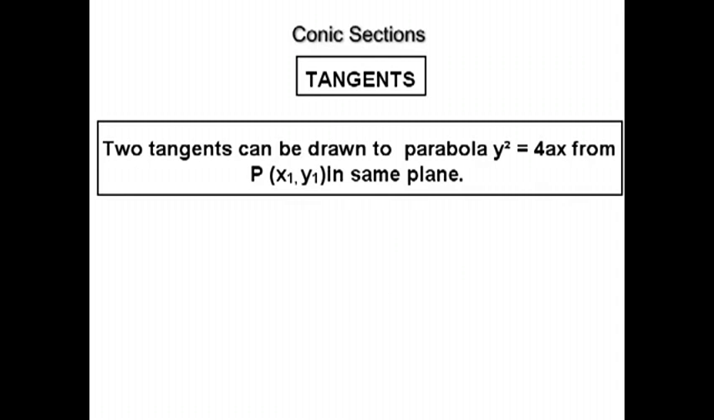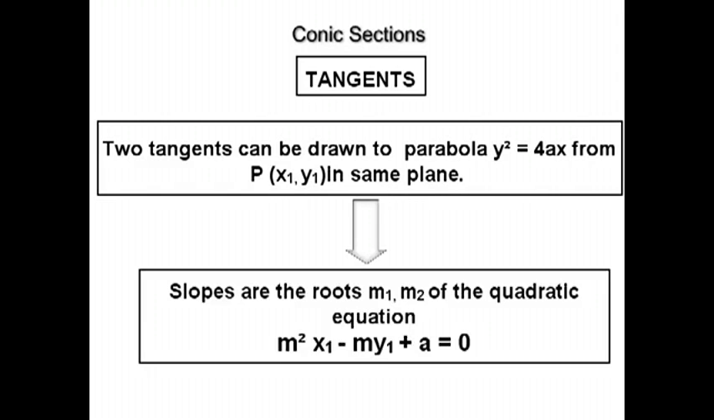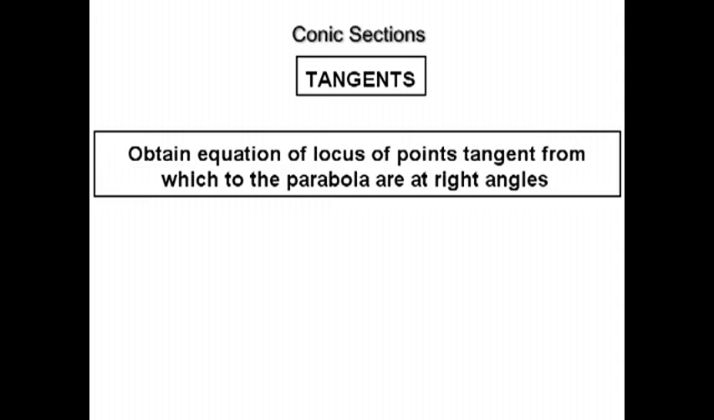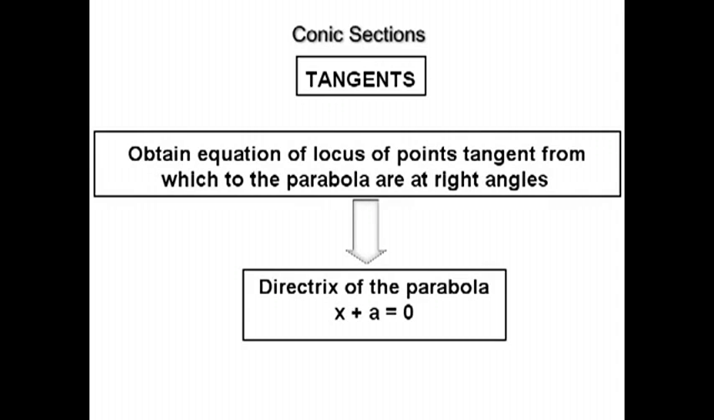In general, two tangents can be drawn to the parabola y² = 4ax from a point (x1, y1) in the same plane. Their slopes are the roots m1, m2 of the quadratic equation m²x1 - my1 + a = 0. Finally, the locus of points from which tangents to the parabola are at right angles is the directrix of the parabola, that is x + a = 0.